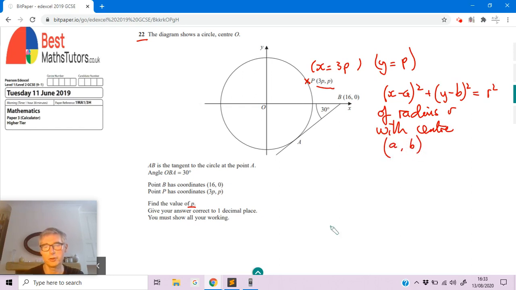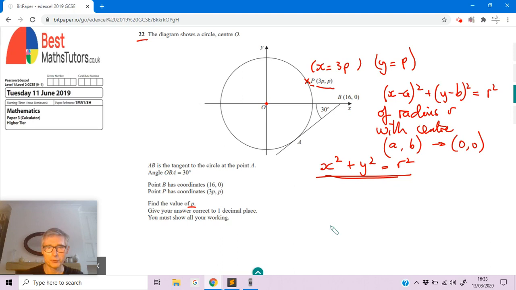Now in our case, the coordinates of the centre of the circle are actually (0, 0). So this equation will simplify to being x squared plus y squared equals r squared. So that's the equation for this circle. And what we need to do is find the radius of this circle in order to be able to find the coordinate of P.